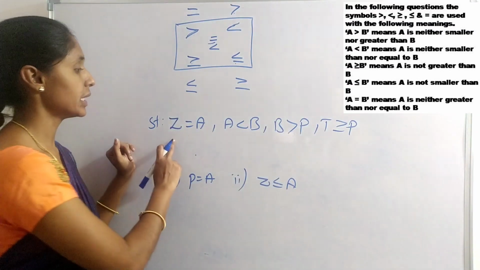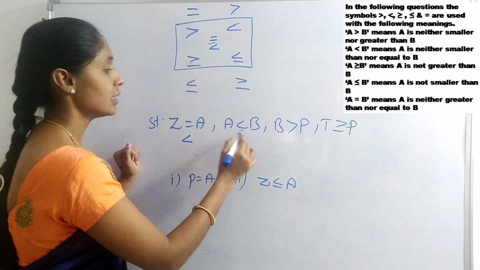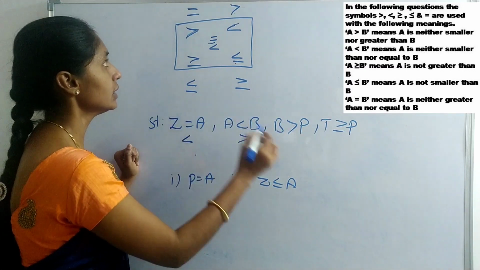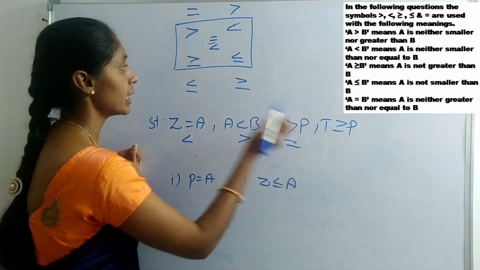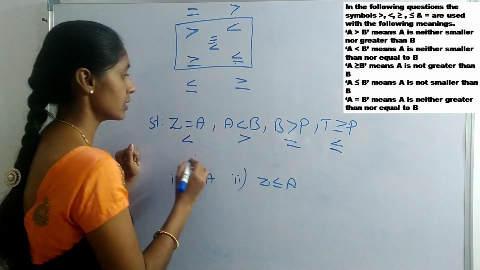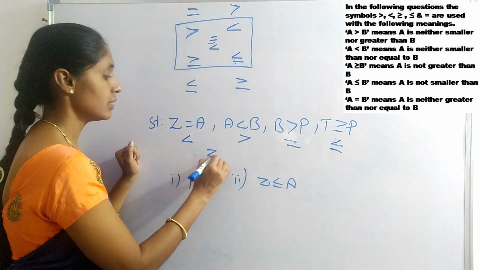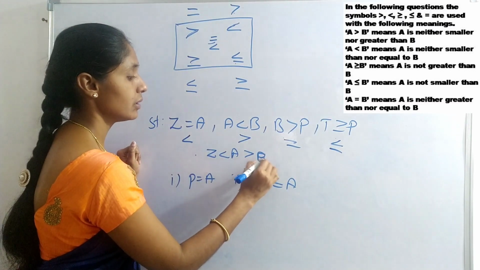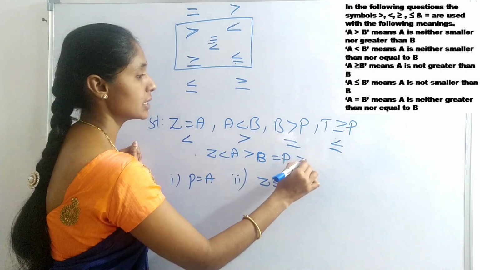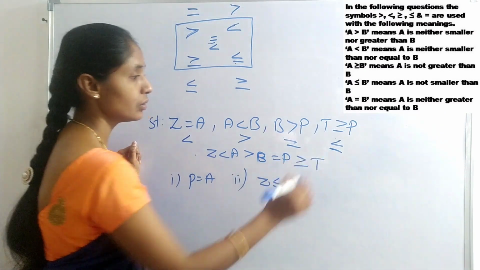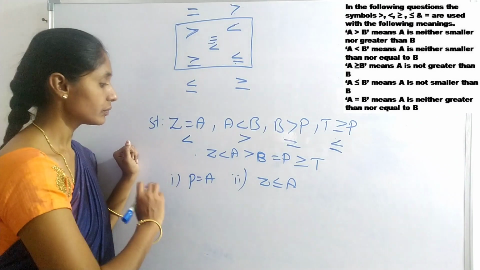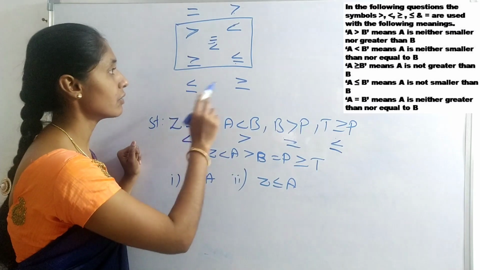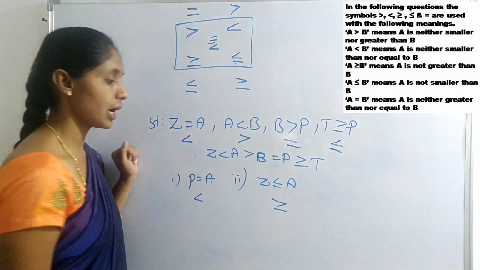Next question. Z equals to A. Z less than A less than B, that is A greater than B. B greater than P, that is equals to, greater than or equals to, less than or equals to. By this we can write Z less than A greater than B equals to P less than or greater than or equals to T. Okay. So P equals to A, that is P less than A. Z less than or equals to A. Z greater than or equals to A.